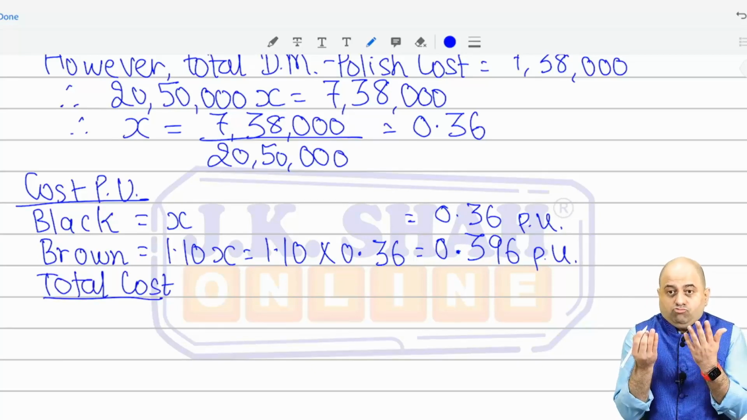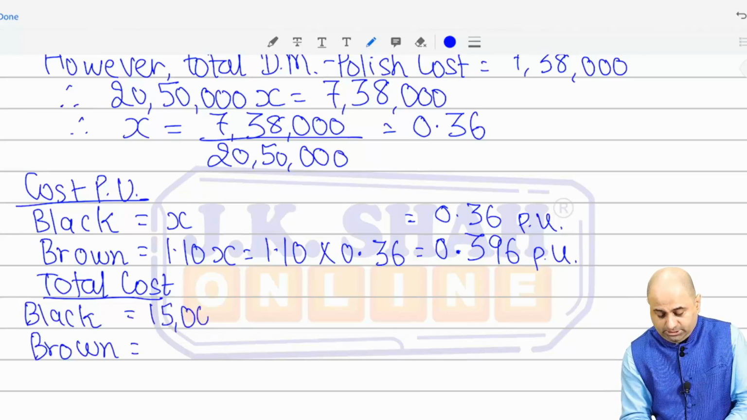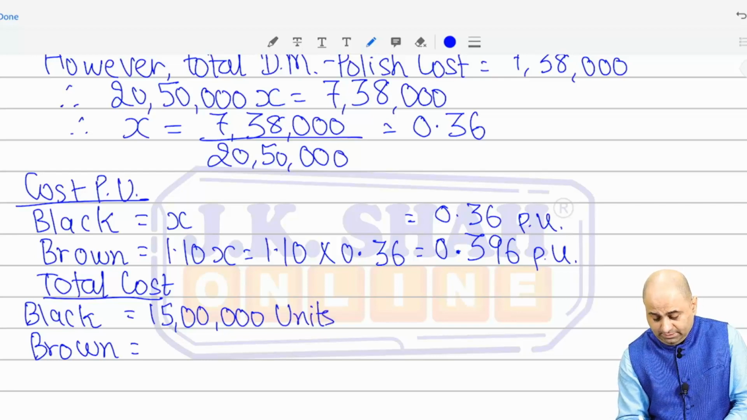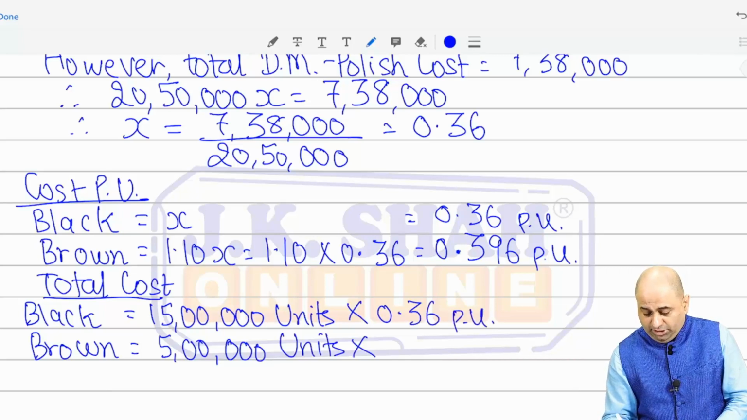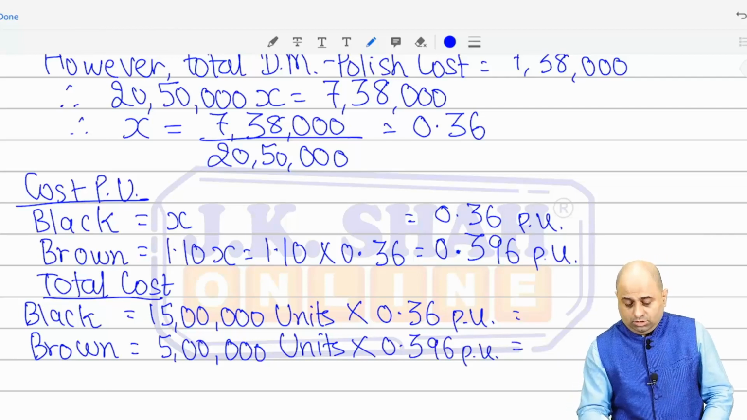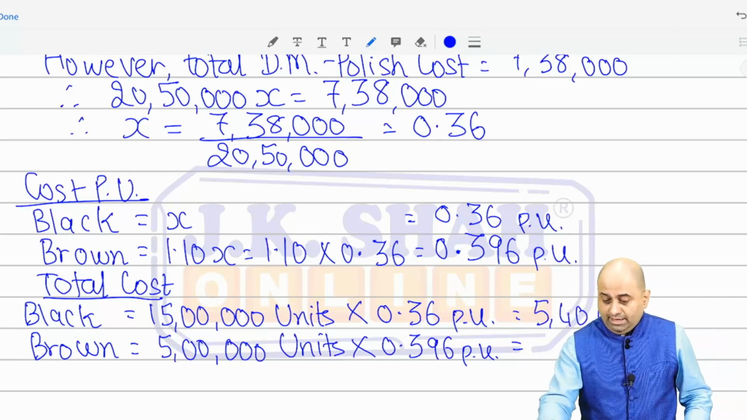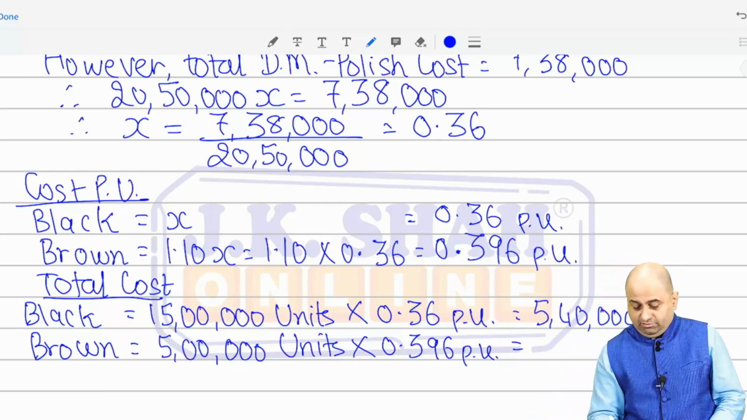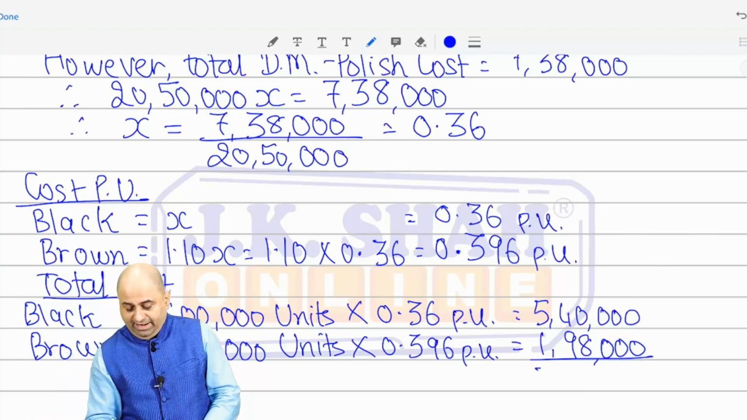And with that, now I can calculate my total cost. For total cost, black and brown, 15 lakh units and 5 lakh units into 0.36 per unit and 0.396 per unit. 15 lakh into 0.36 is 5,40,000, and 5 lakh into 0.396 is equal to 1,98,000. Naturally, the total will be 7,38,000.